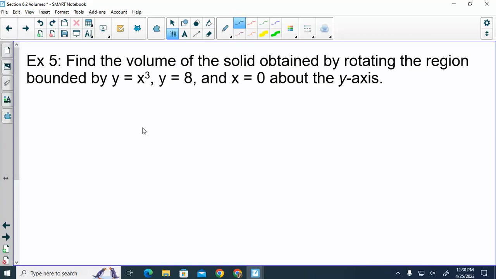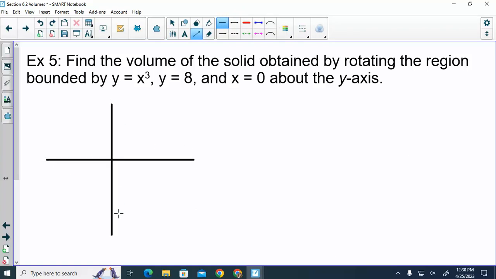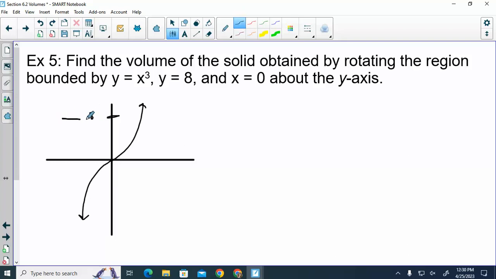So let's look at this one. I want the volume of the solid obtained by rotating the region bounded by y equals x cubed. So we know x cubed, that's the chair, right? So it looks like this. Y equals 8. What kind of line is that? So we've got this horizontal line at 8. And x equals 0, which is a vertical line. So far it doesn't look too bad.